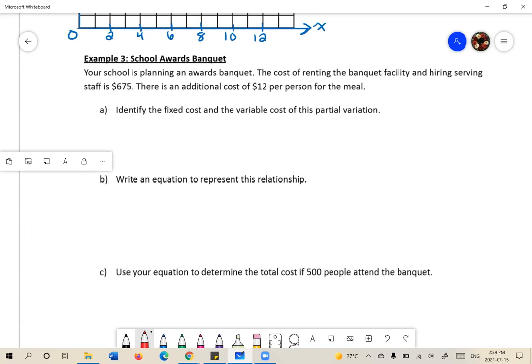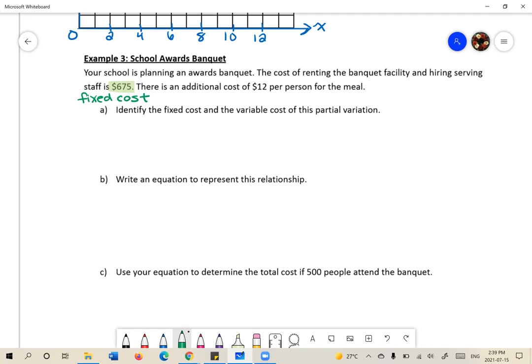Example 3. Your school is planning an awards banquet. The cost of renting the banquet facility and hiring serving staff is $675. That is not going to change. No matter how many people come to your banquet, it's going to be $675 to have staff working. So that's a fixed cost. It does not change.